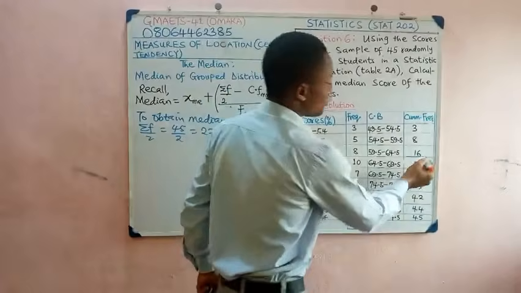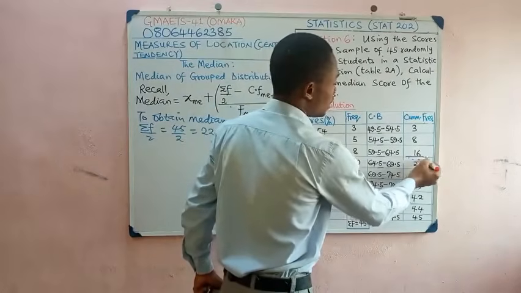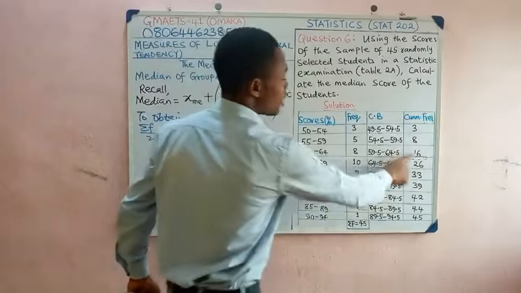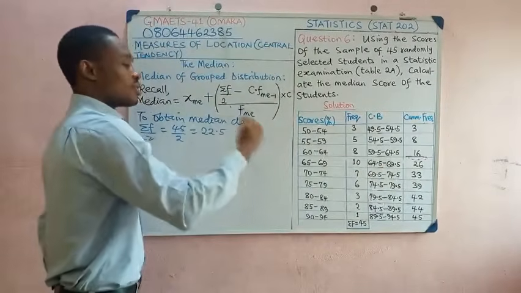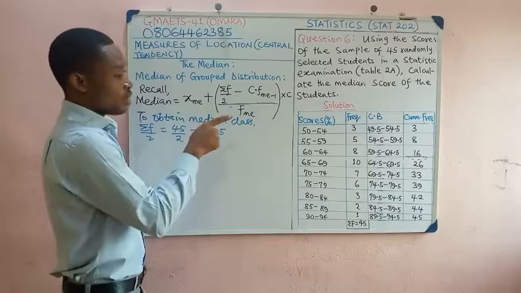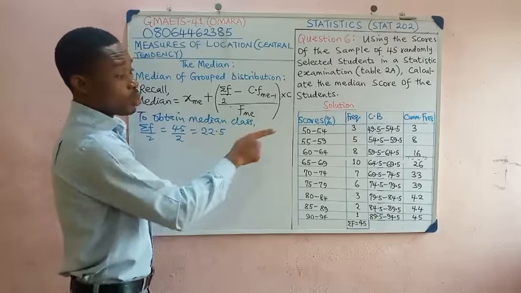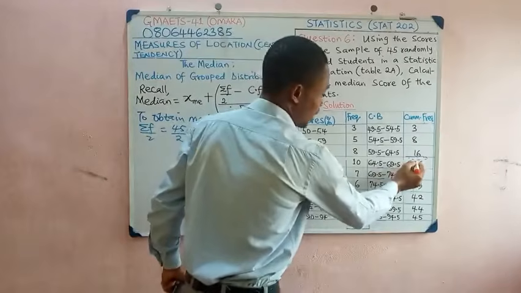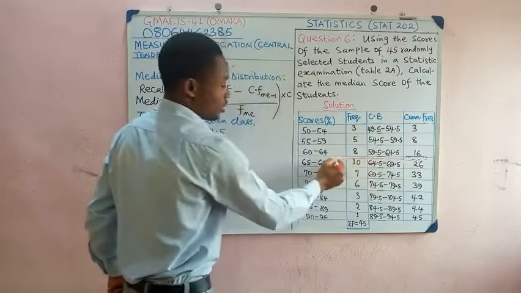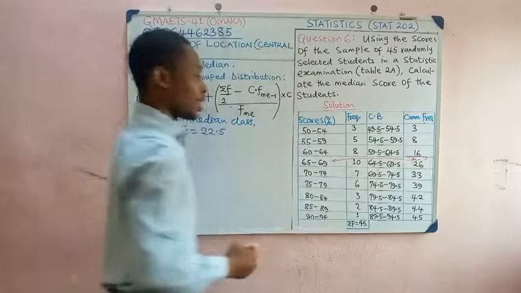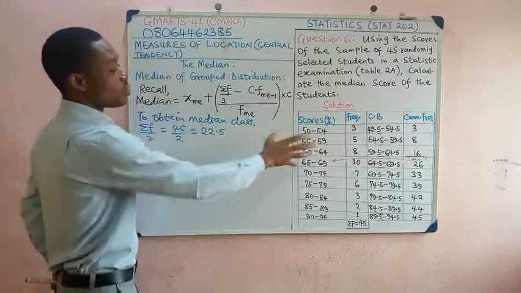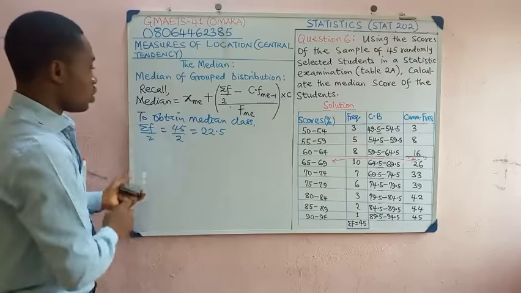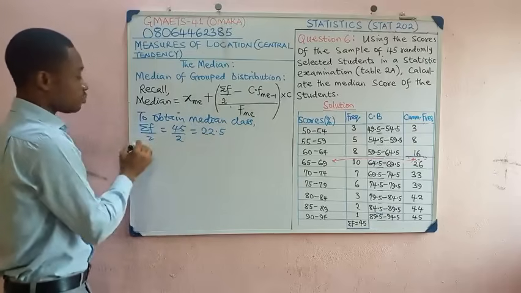If you look at this, 22.5 lies between 16 and 26. So the next greater cumulative frequency in this problem is 26. Therefore, we're going to pick this as the median class. So let me mark it like this. This is our median class. Hence, all calculations will be based on that class.